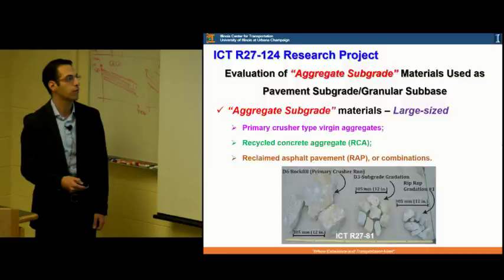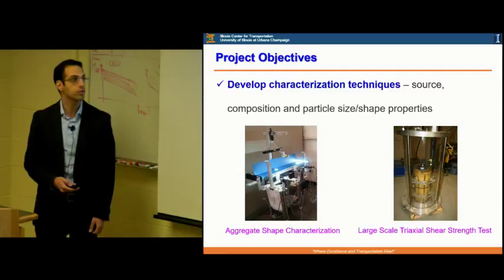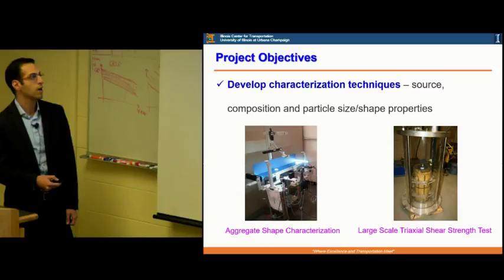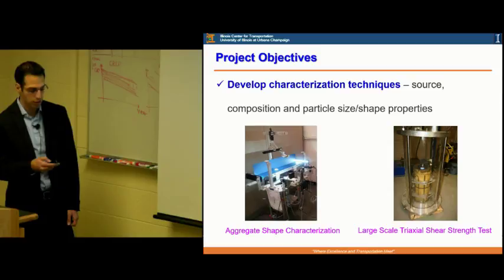So the objectives of this project in general were, first of all, to develop some characterization techniques for these large-sized top aggregate materials, mainly in the lab, to get the source composition, the particle size, and particle shape properties, in which we use two pieces of equipment here in the lab: the aggregate image analyzer for the shape characterization, and the large-scale triaxial test to do the shear test for the shear properties of these materials.